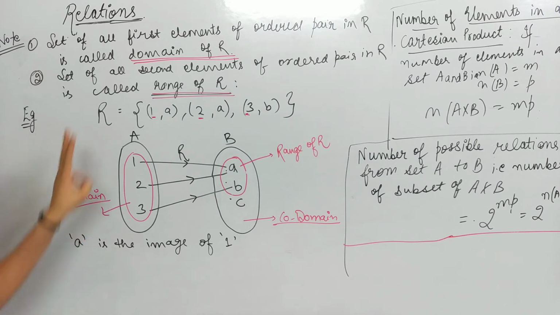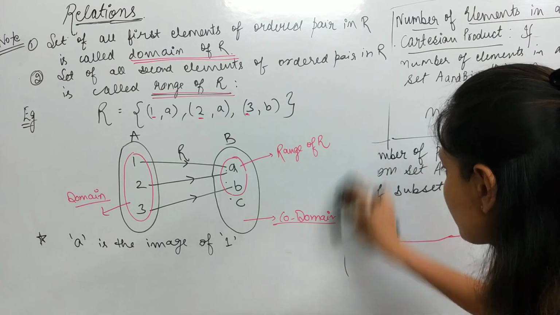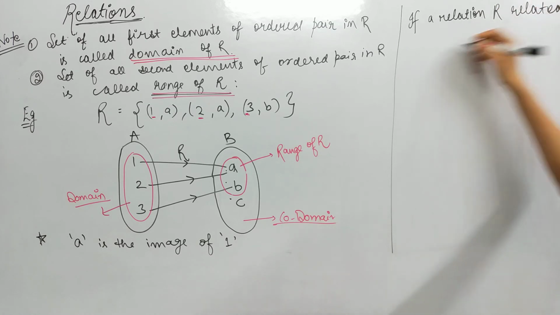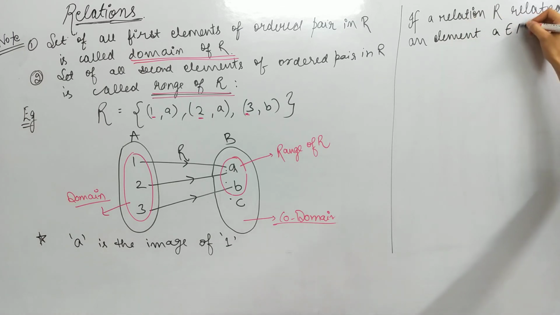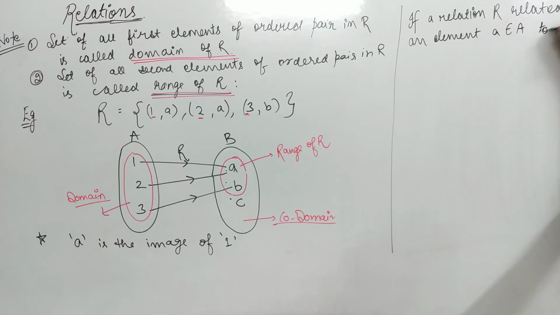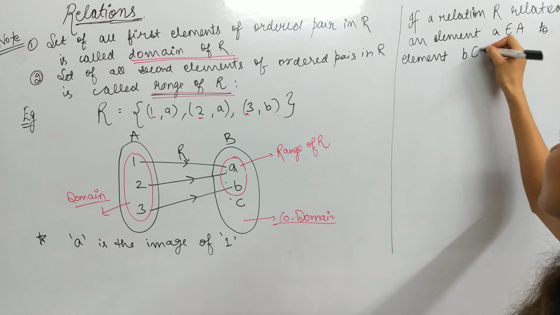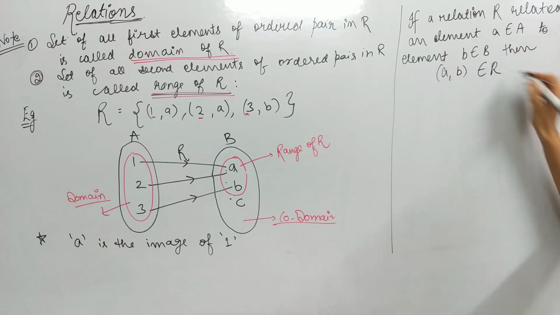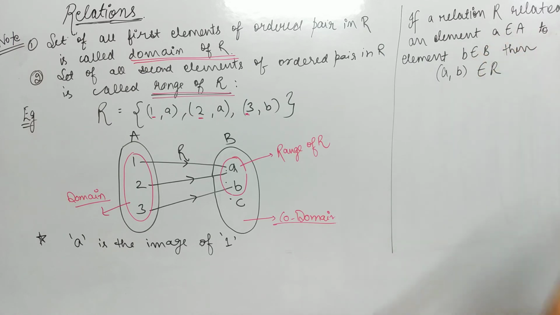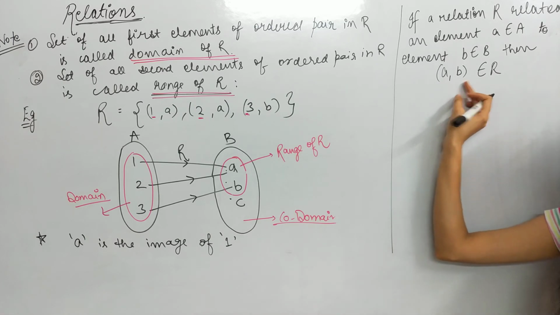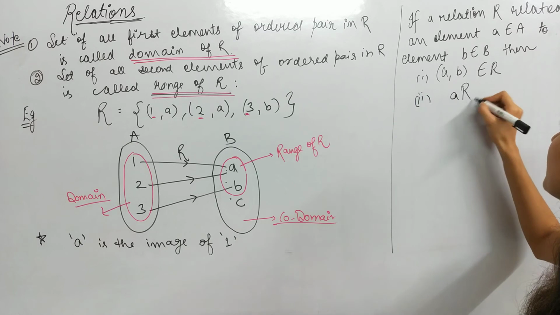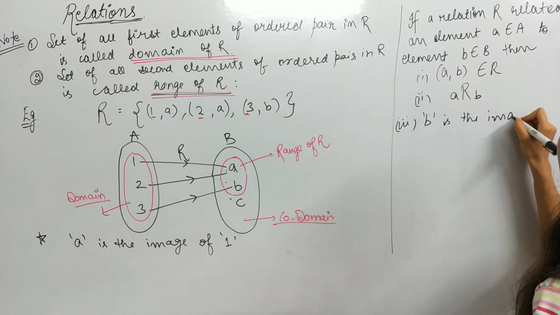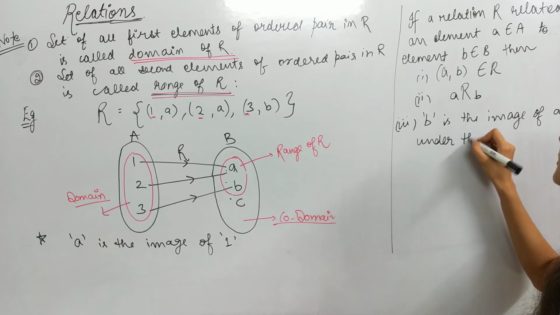So basically you use 3 notations for this relation. If a relation R relates an element a belonging to A to an element b belonging to B, then (a, b) belongs to R. अब किसी रिलेशन में अगर हमें एक एलिमेंट दे रखा है A से और B दूसरा एलिमेंट दे रखा है B से, तो हम पहली नोटेशन ऐसे करते हैं कि the ordered pair this (a, b) this belongs to R. Write it as that a is related to b, or you write it as that b is the image of a under the relation R.